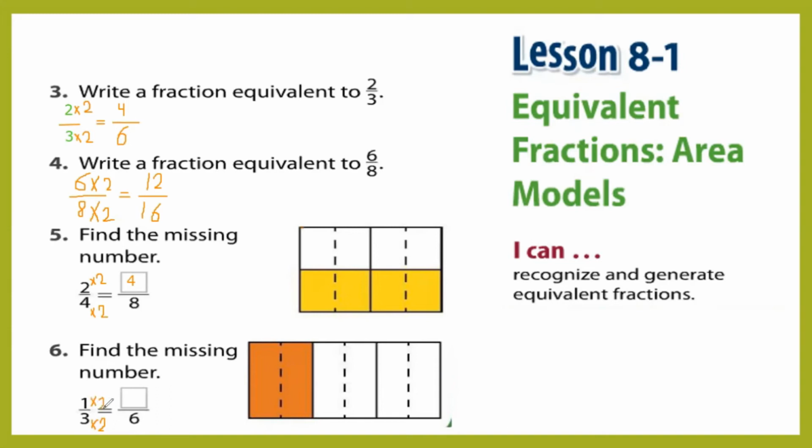1 times 2 equals 2. 3 times 2 equals 6. Look here, teacher, at this shape. At first, before we cut it into 6 parts, we cut it into 3 parts: 1, 2, and 3. We have 1 colored part out of 3 parts. But when we cut it into 6 equal parts, we have 2 colored parts out of 6 parts. So 1 out of 3 equals 2 out of 6.